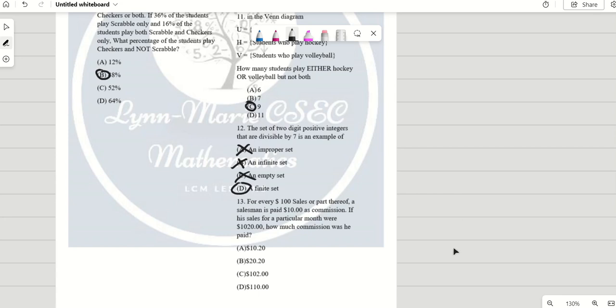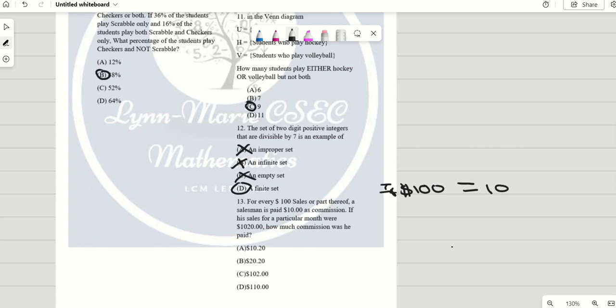For example, number 13, for every $100 sale or part thereof, a salesman is paid $10. So they're telling you for every $100, he is getting $10.